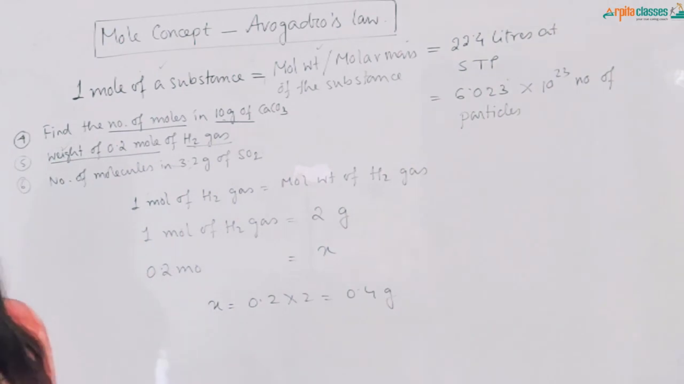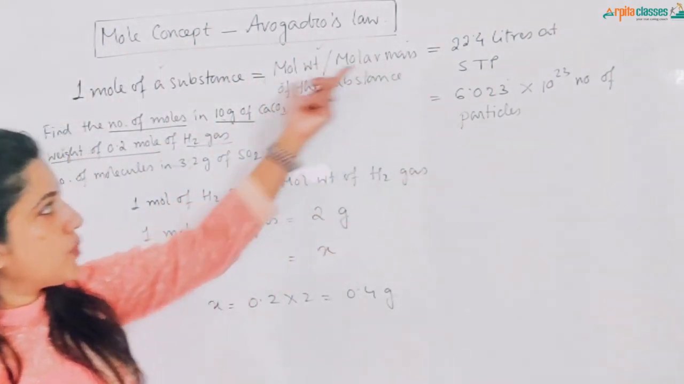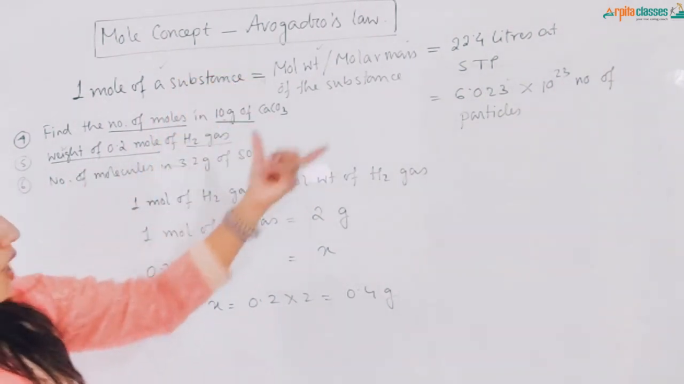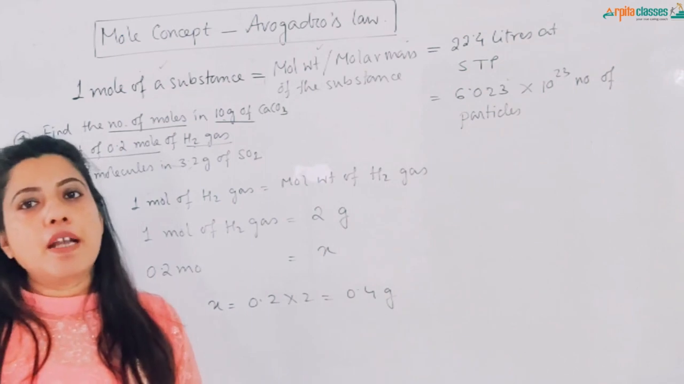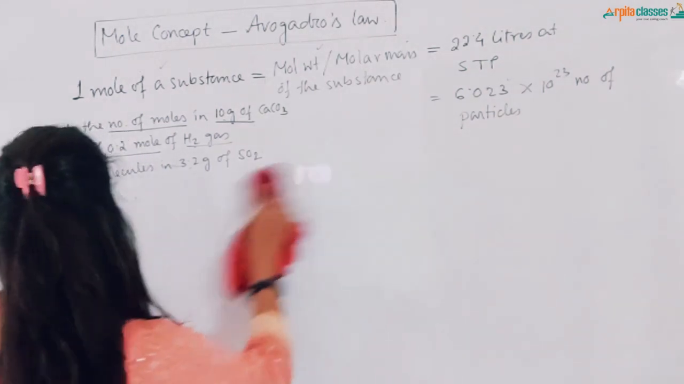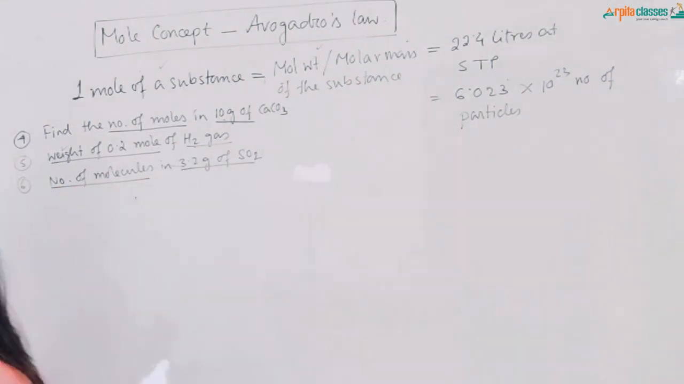I hope now you are understanding how we are doing the sums. We have this relationship, the 4 things which are related to each other. So what is given and what is asked, we are taking out from here and accordingly we are calculating. Let us see the next sum, question number 6. We need to find out the number of molecules in 3.2 gram of sulfur dioxide.